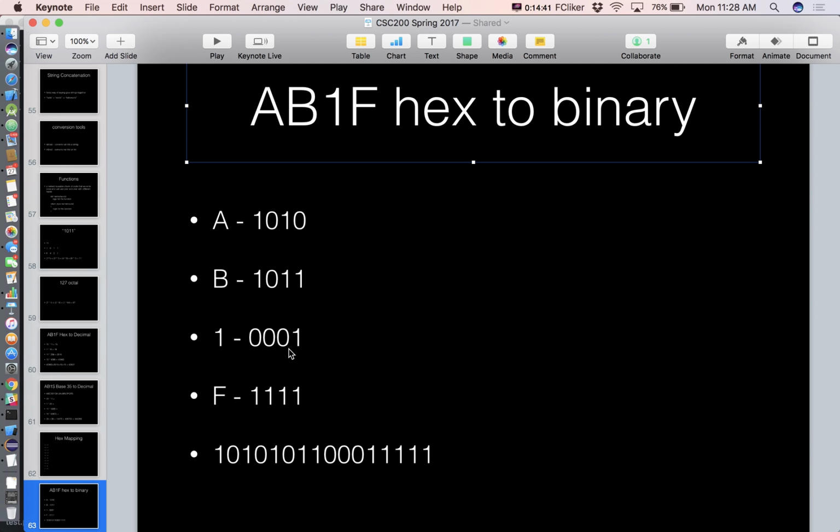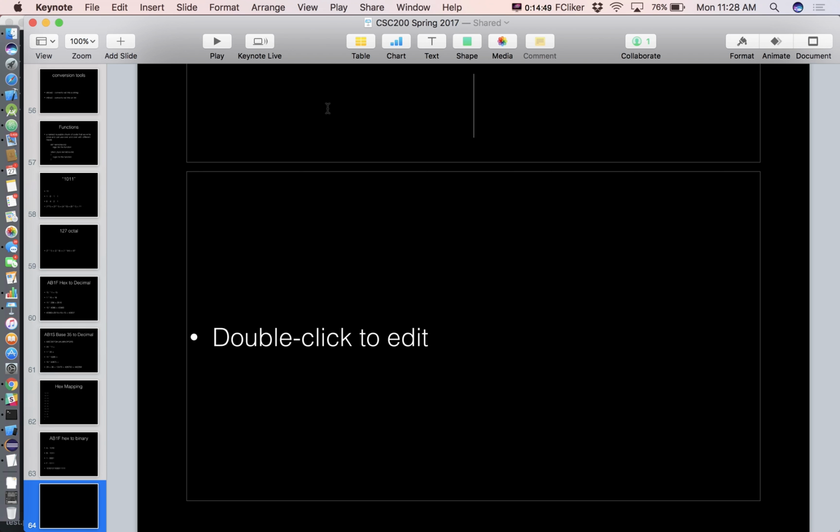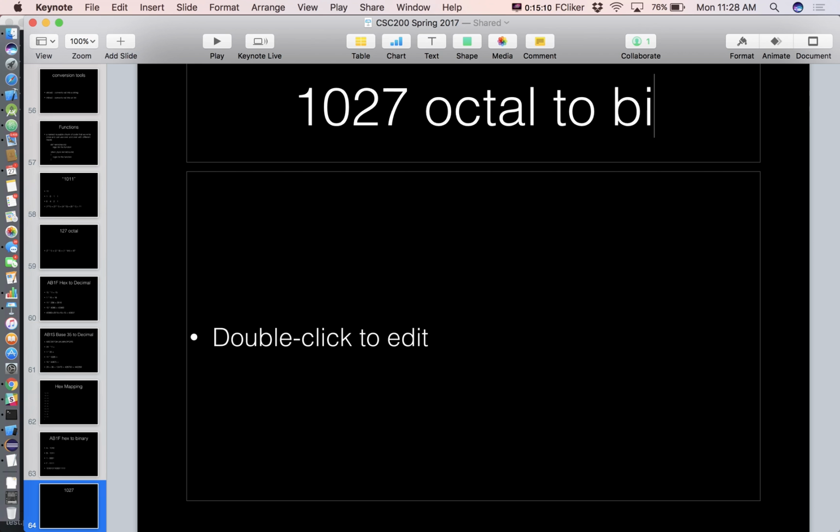A similar trick exists for octal values. So if I create another slide, what are the legal digits in octal? 0 to what? 0 to 7. Okay, so octal is base 8. Legal digits are 0 to 7. All right, so that means I can pick any number that's made up of the characters 0 to 7. So let's do 1027. Octal to binary.